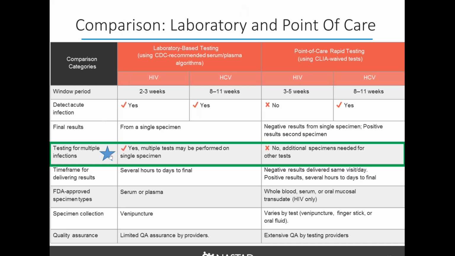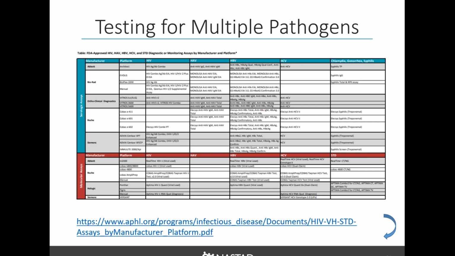And so just a quick look at another table. If this works, yeah. So this is a table that APHL put together, and again, this is included in the Integrating HIV and HCV Testing Toolkit. It looks a little bit different in there. It's appendixes B and C.